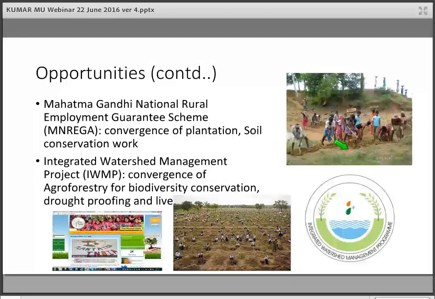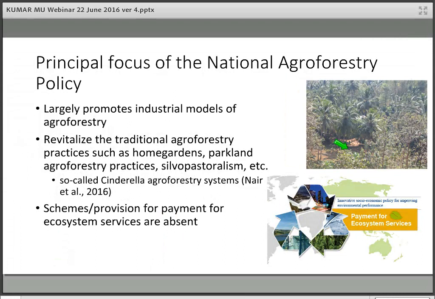Opportunities also include convergence and linkage with the Mahatma Gandhi National Rural Employment Guarantee Scheme. This, incidentally, is one of the flagship programs of the Ministry of Rural Development, Government of India, to improve the livelihood security, income, and employment of the rural people. So this MNREGA program also can be linked up with it. It has been proposed in the policy to have convergence with MNREGA, and that will certainly enhance the adoption of agroforestry. Likewise, there is potential and scope for convergence with the Integrated Watershed Management Project, IWMP, and agroforestry, primarily for biodiversity conservation, drought proofing, and livelihood security. These are some of the opportunities for implementing the National Agroforestry Policy of the Government of India 2014.